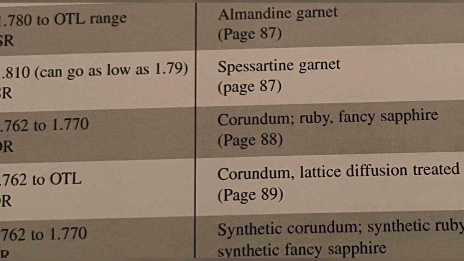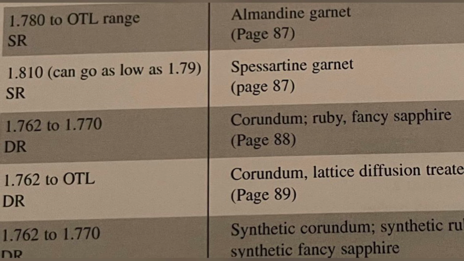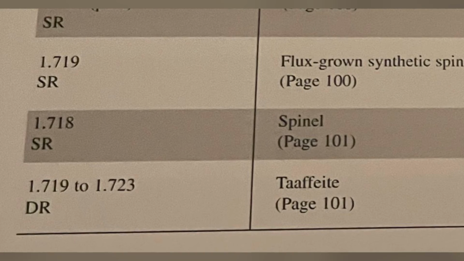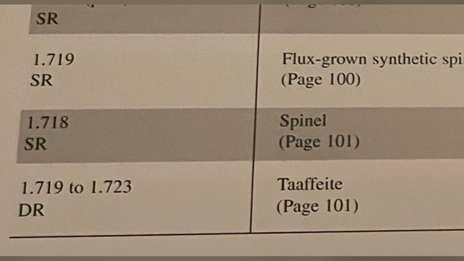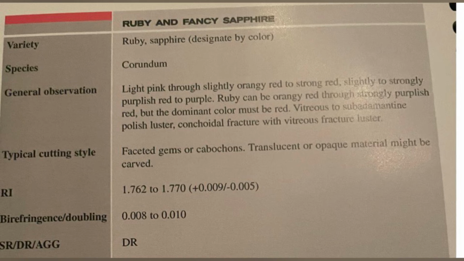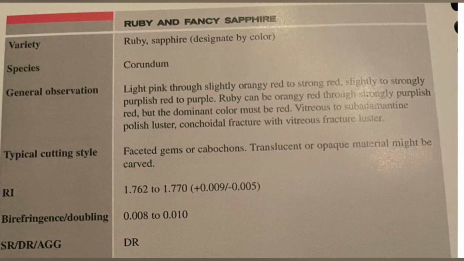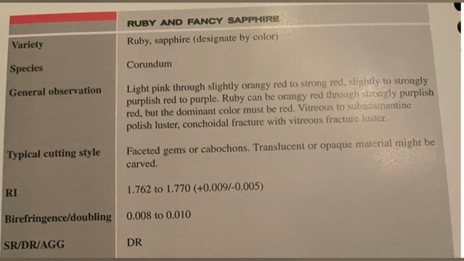We take our readings, and it turns out that ruby corundum is 1.762 to 1.770, and when we compare that to spinel, which is 1.718, no range, they don't overlap at all. You could actually stop there, but we won't. So when we look at our options, having established the difference, you can also look at their birefringence as before.